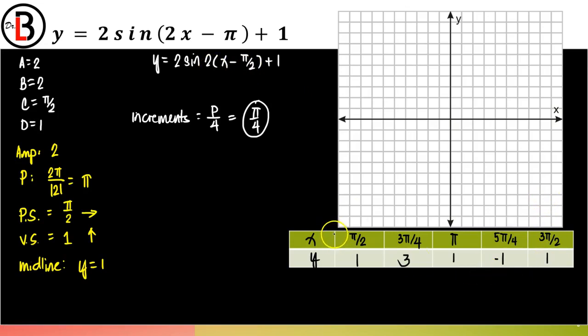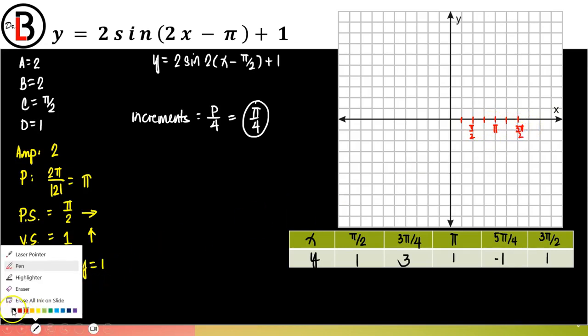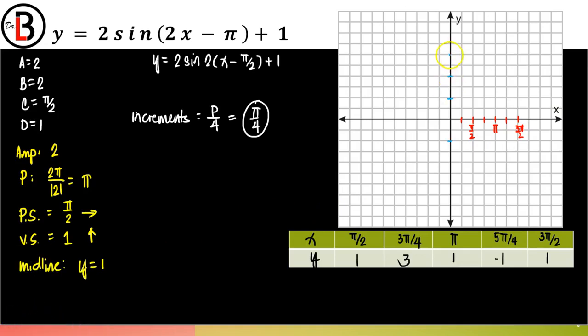So you can see in here that instead of starting with 0, we will start with pi over 2. So let's count. If this is pi over 4, this would be pi over 2, 3 pi over 4, pi, 5 pi over 4, 3 pi over 2. So we will start with pi over 2. This is pi. This is 3 pi over 2. Let's plot the points. 1, 2, 3. 1, 2, and 3.